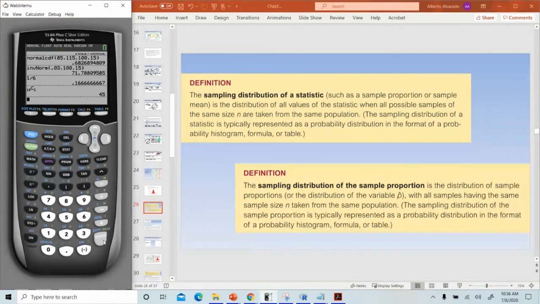But the sampling distribution is getting all those possible samples of 2 and finding the average, maybe the average height of each 2 of them, and then plotting the averages on a histogram. But that histogram will be normally distributed. And same with the sample proportion.